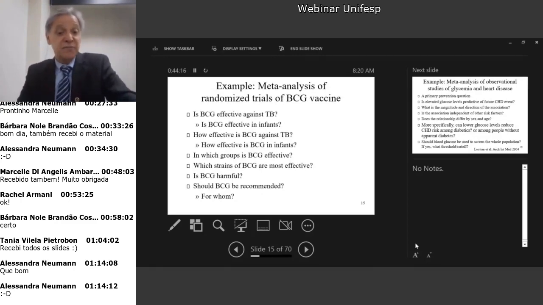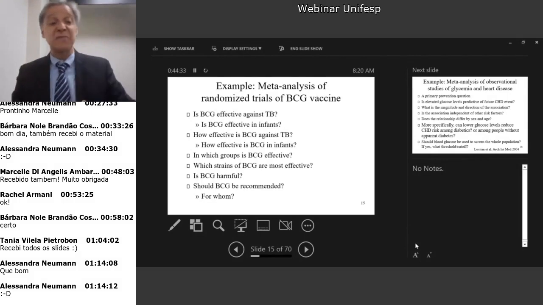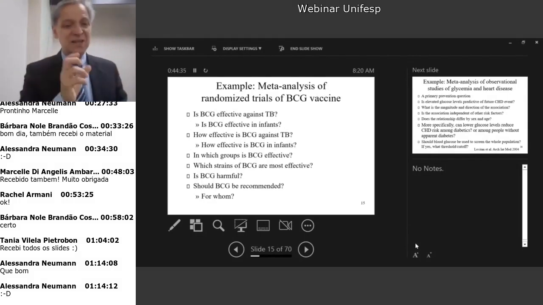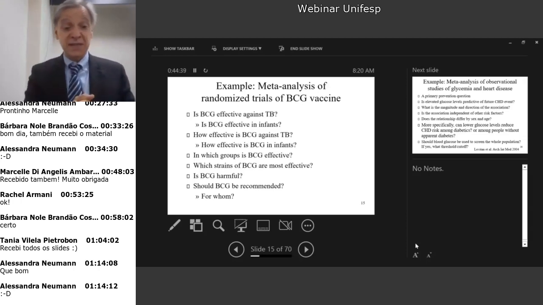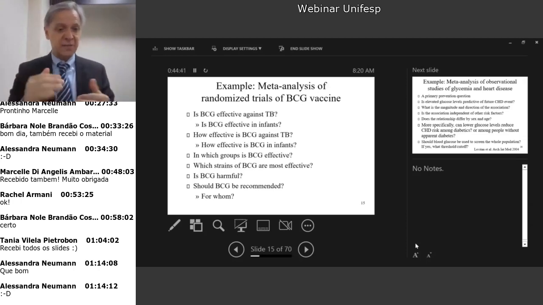Is BCG effective? That's how you formulate your research question. Is BCG effective against tuberculosis? Is BCG effective in infants, which is a subgroup analysis, a subgroup meta-analysis? How effective is BCG against tuberculosis, which is different? Is it effective? You say, what's the size of that effectiveness measure? How effective is BCG in infants? So it's a subsetting of that.